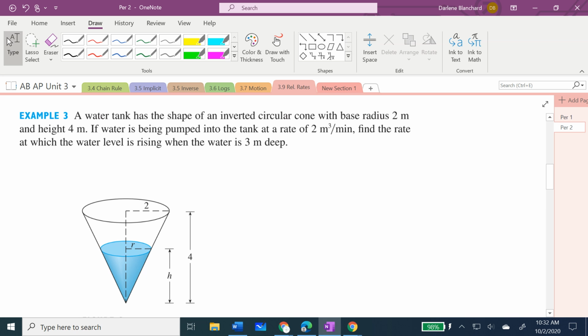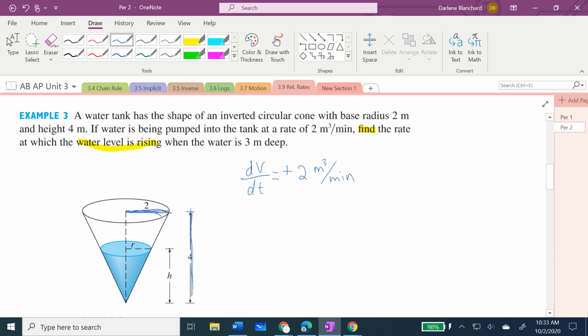All right. The base radius is 2 meters of the tank. The height of the tank is 4 meters. They're telling you that water is being pumped into the tank. So we are creating a cone of water. For that cone of water, it is increasing its volume with respect to time. It is increasing by 2 cubic meters per minute. They want us to find the rate at which the water level is rising.